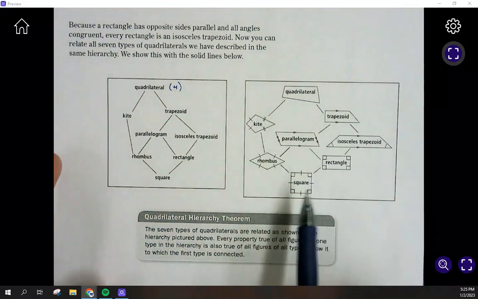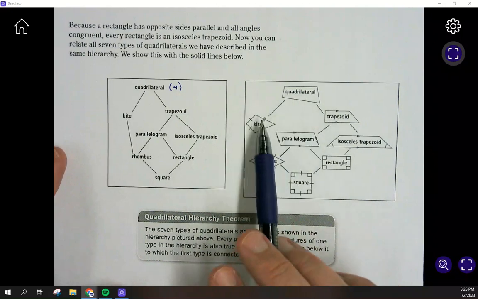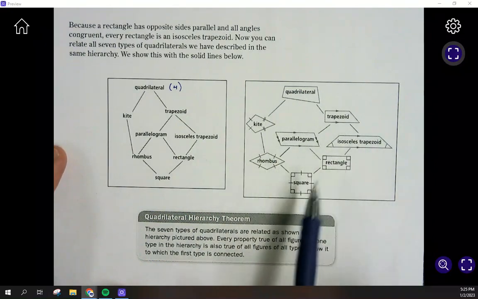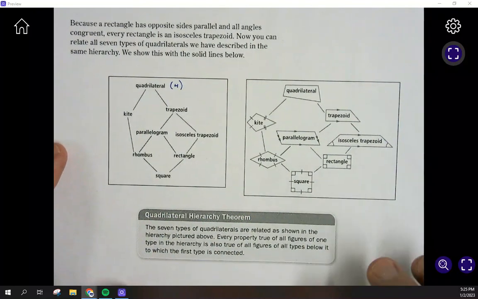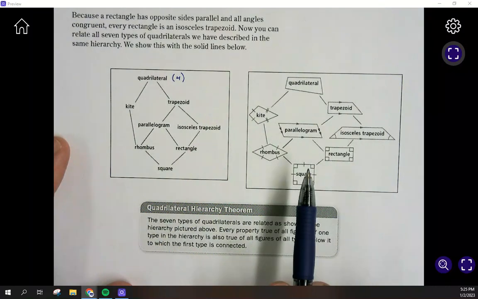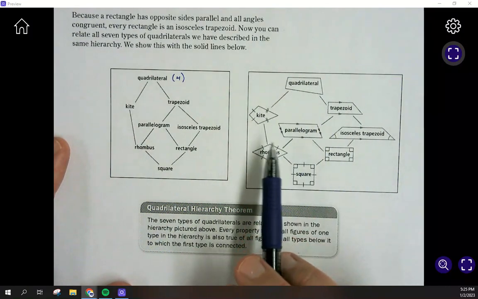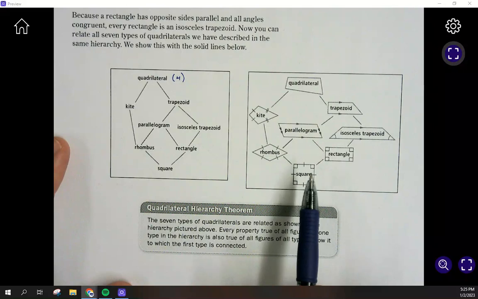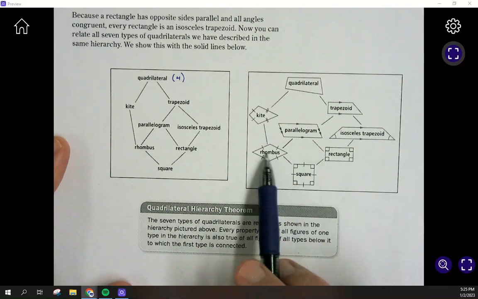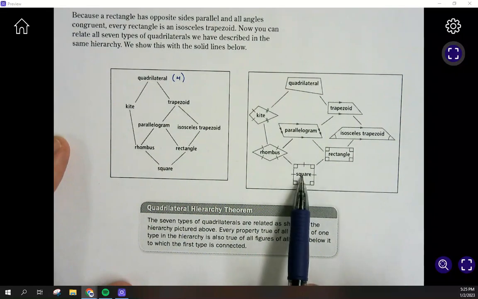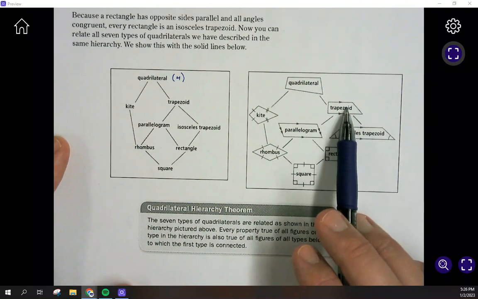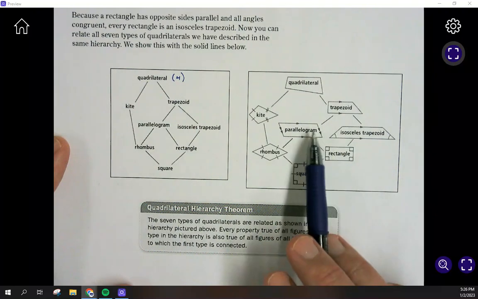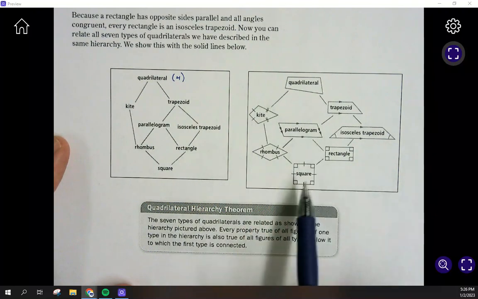And then the picture on the right is exactly the same as the one on the left, just with the shapes, so it's a little bit easier to identify what each one is if you forget what they look like. And then this theorem just basically says that if you follow your way up the hierarchy, everything that's down at the bottom shares the properties of everything above it. So if I know something is a square, all the special properties of an isosceles trapezoid and a rectangle and a trapezoid and a quadrilateral and a parallelogram and a rhombus and a kite, they all have to be true for a square. A square is a kite.